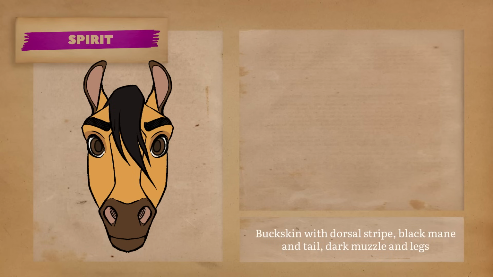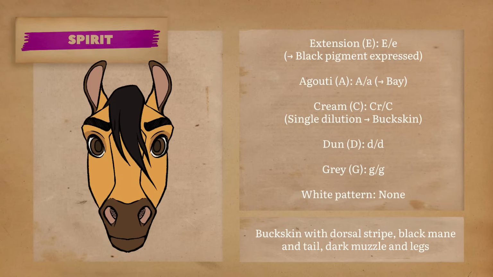He is a buckskin. When we have a look at his design, he has a golden body, black points, meaning black on his legs, his nose, his ears and his tail. He also has a thin dorsal stripe. Now remember that, because that's going to be important later. Let's fill in the genotyping.